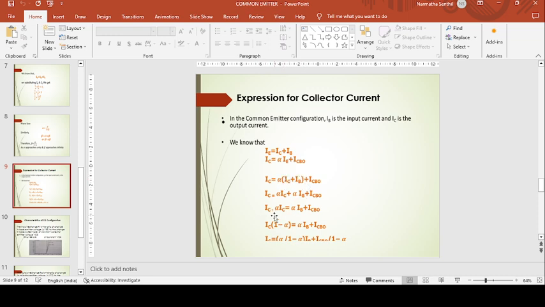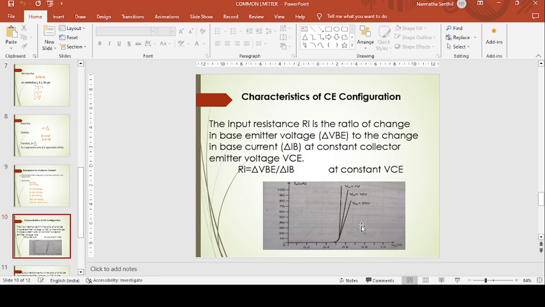You will get alpha IC plus alpha IB. Bring this alpha IC to this side, so it becomes a negative factor. IC minus alpha IC is equal to alpha IB plus ICBO. Take IC as common, you will get 1 minus alpha, and next bring this 1 minus alpha to this side. So IC is equal to alpha divided by 1 minus alpha into IB plus ICBO divided by 1 minus alpha.